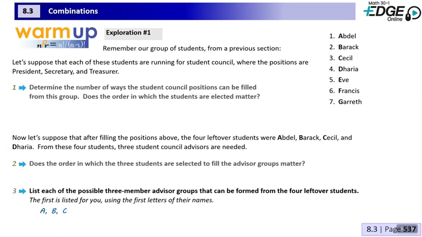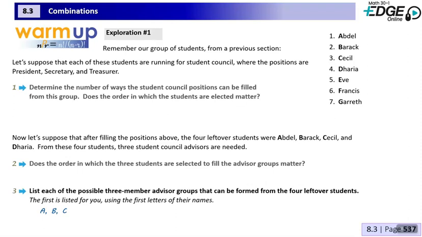In Chapter 8.3, we'll look at combinations. Let's start with exploration 1 to see how they differ from permutations. So we'll start with our group of 7 students from the previous section. For simplicity's sake, I'll just call them students A, B, C, D, E, F, and G.